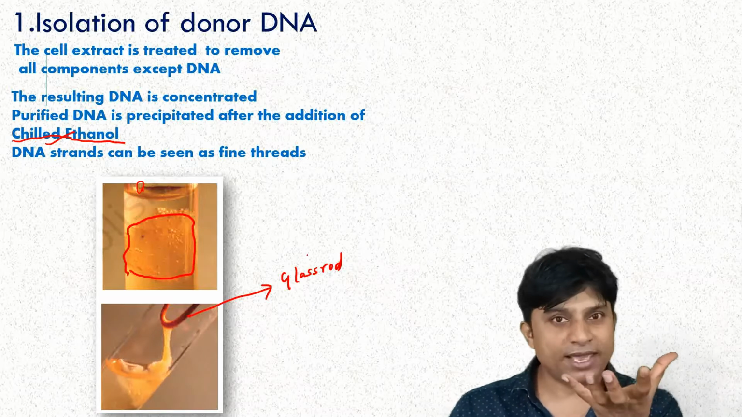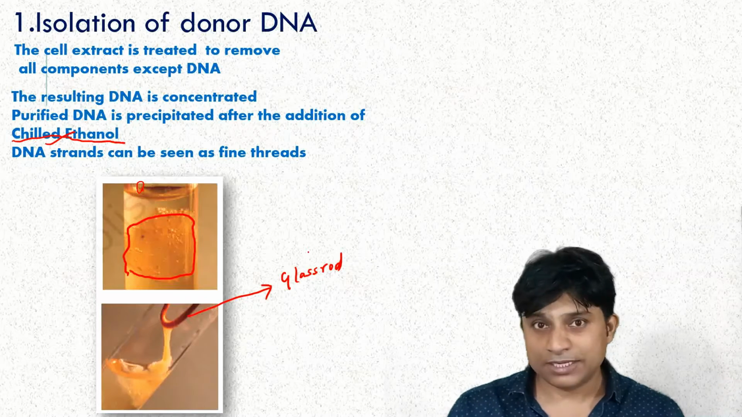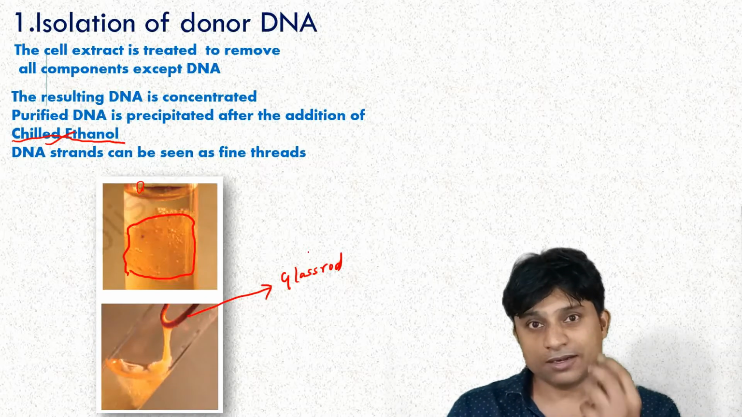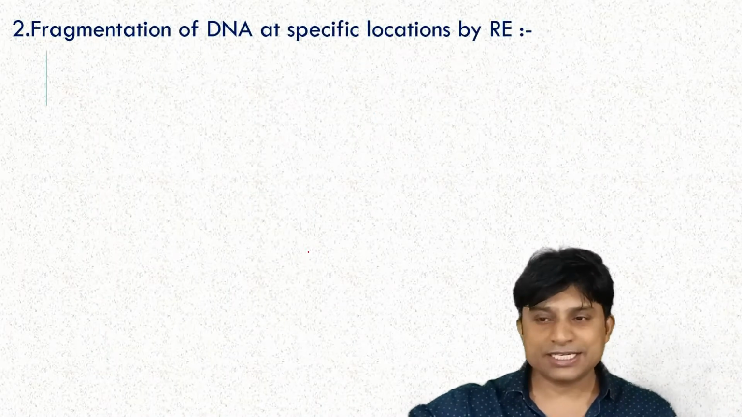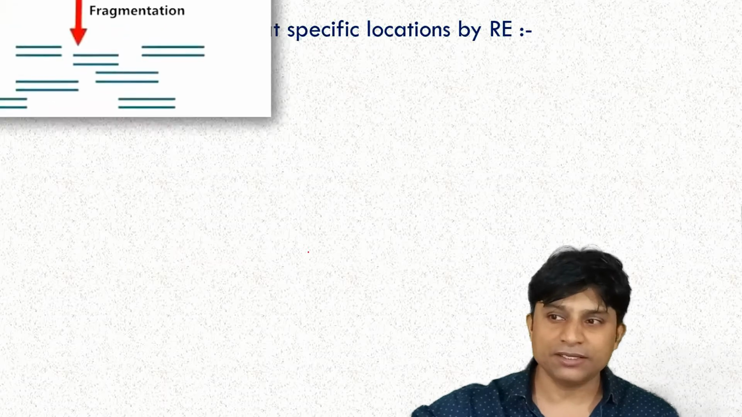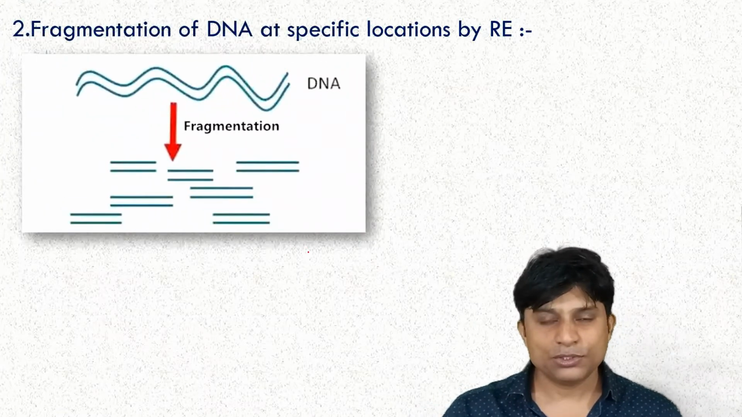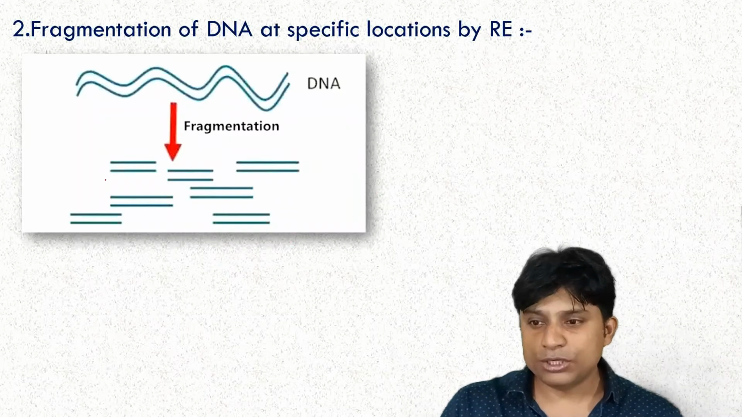Fine. Now we have obtained our DNA. That is our donor DNA. Now that DNA contains our gene of interest. So next step, how do we separate it? The second step is fragmentation of DNA at specific locations by using restriction enzymes. So this entire DNA is subjected to restriction endonucleases.